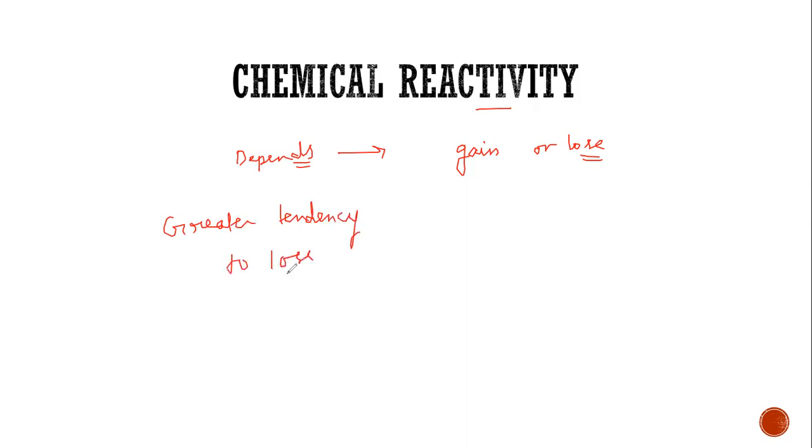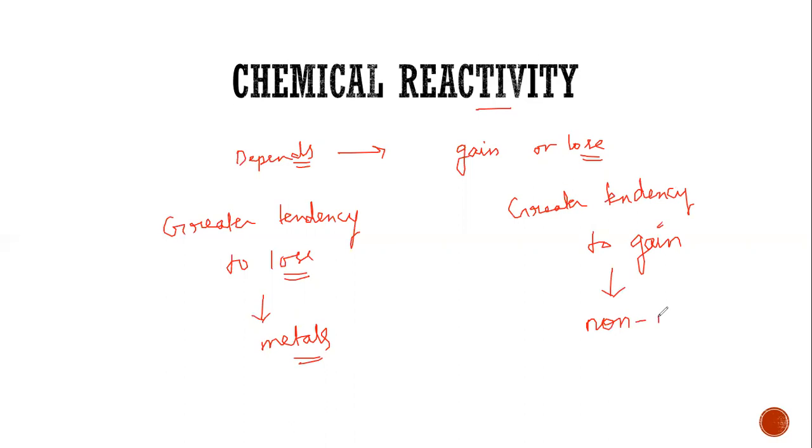Now we will learn about chemical reactivity. Basically, chemical reactivity depends upon the tendency of the elements to gain or lose electrons to complete their orbit. For example, when an element has a greater tendency to lose electrons, it is a metal. And when it has a greater tendency to gain electrons, it is a non-metal.